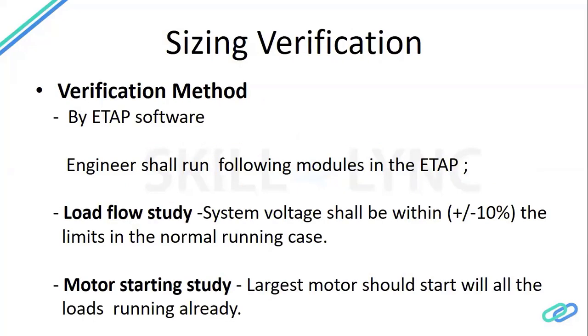So now you have selected everything. You have decided your kV rating, MVA rating, impedance, everything. But you need to verify the size before giving the order to the manufacturer, because as I said earlier, you cannot afford to change the size at a later stage. But how to verify? You can do it with manual calculation also, but nowadays we use the ETAP software.